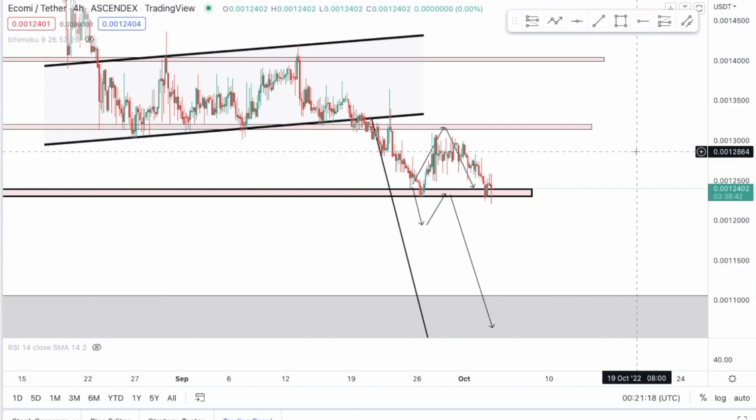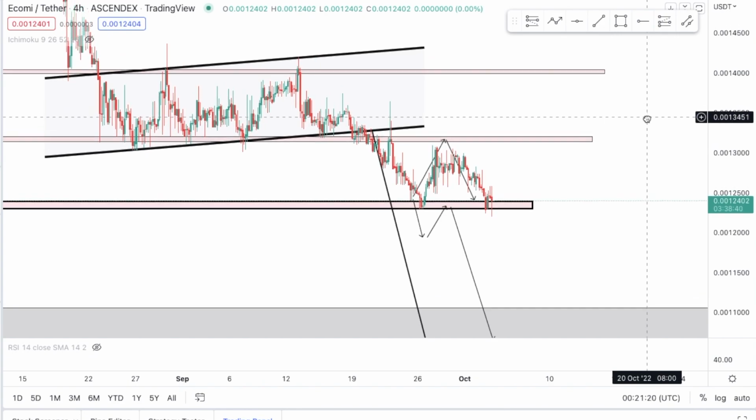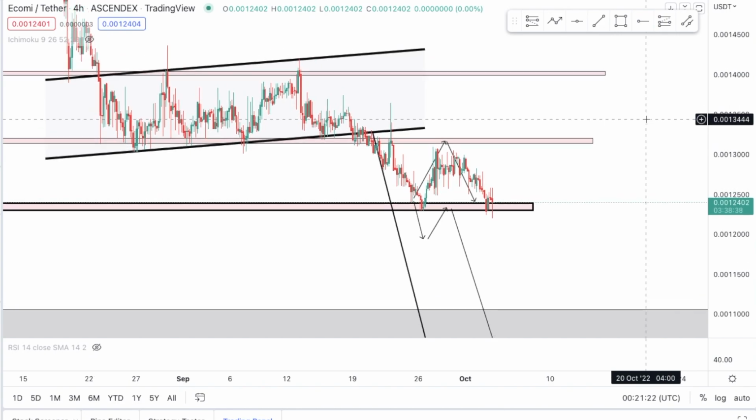Today we're going to look at the Omi token on the 4 hour. We're going to do simple price action, guys. I've showed you exactly where price is going to go.